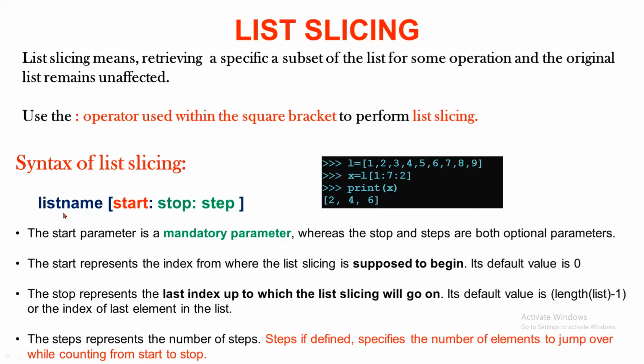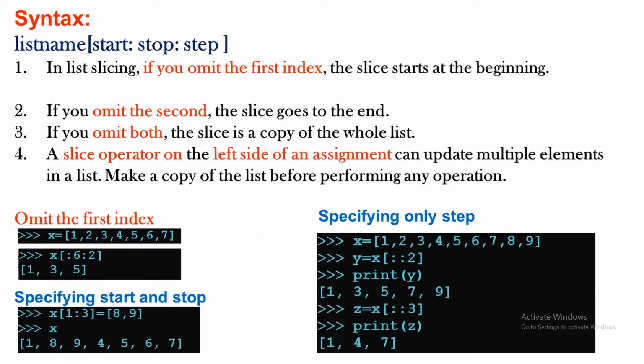And the syntax of list slicing is I have to mention the list name, and within the square brackets, I have to mention the start, colon symbol, stop, colon symbol, step. So within the square brackets, the start parameter is a mandatory parameter which specifies the starting index. Stop is an optional parameter which specifies the last index up to which list slicing should go on. So default is length of the list minus 1. That is, if you don't specify stop, it will go till the end of the list. Step specifies the number of elements to jump over. So this is the syntax.